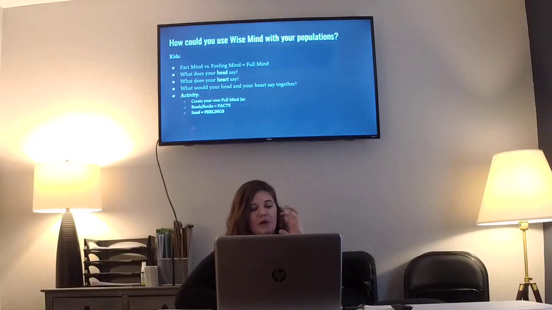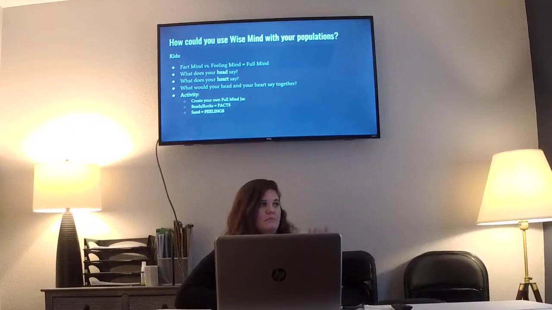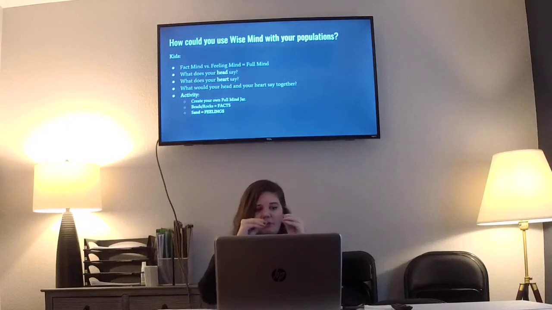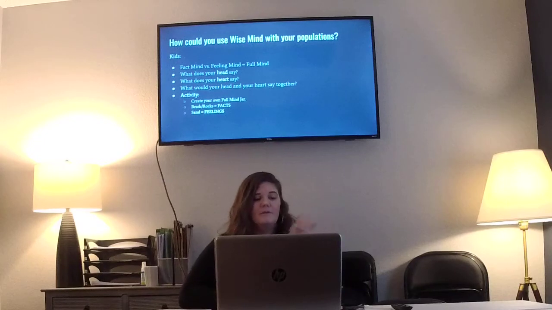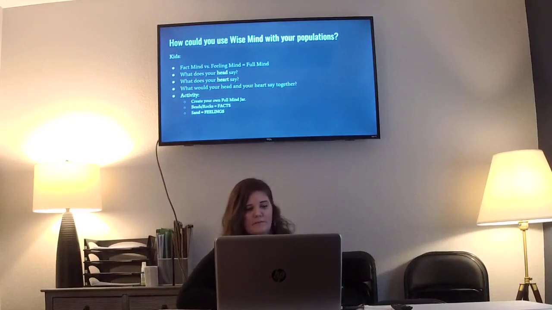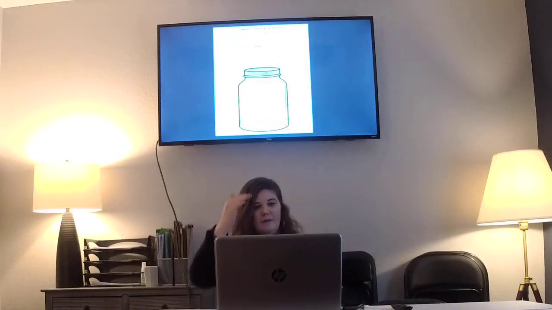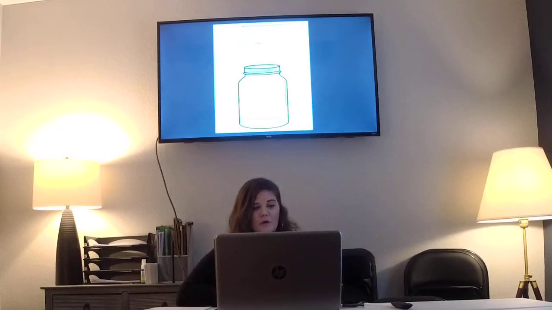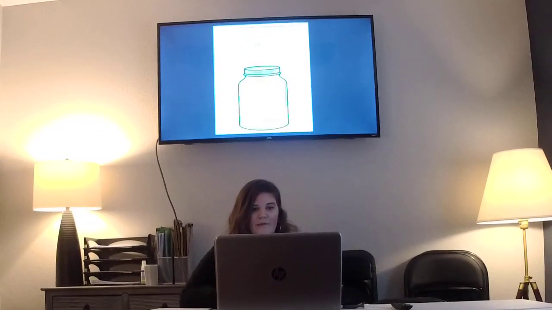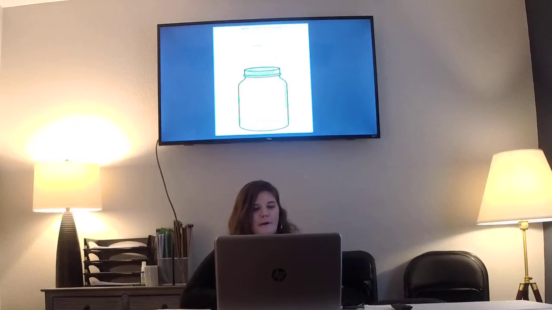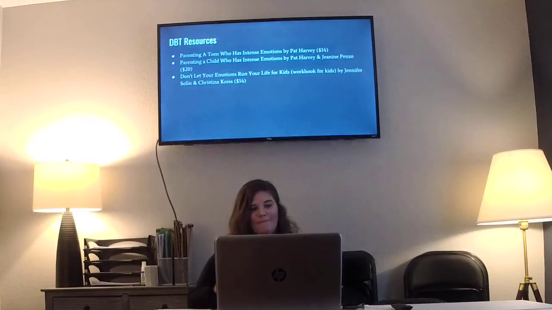So what happens if my jar is only full of beads or rocks? There's no room for sand, or there's little room for sand. But if I only have sand in my jar, there's no room for beads or rocks. And so putting some beads and some rocks in this jar and then having the sand fill in the gaps is going to be your full mind. So here's what it would look like physically, but you can also get a jar and do this with sand or whatever you want, and get creative with it. But if you have a kid who just wants to write it down and write it out, you can do that. So lastly, resources.